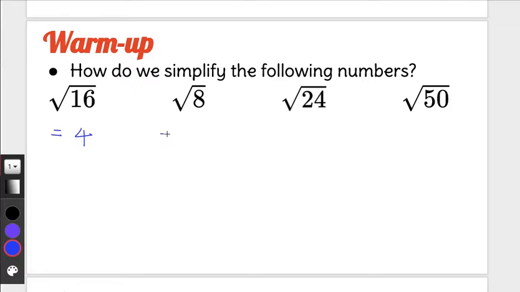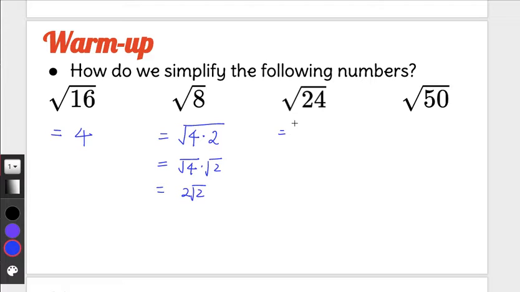The second one is a little bit different because 8 is not a perfect square number. So what I'm going to do is break down 8 as a perfect square number, which is 4, times another number. So I can break it down like this. That's why this is 2 radical 2. So the square root of 8 I can simplify as 2 radical 2.